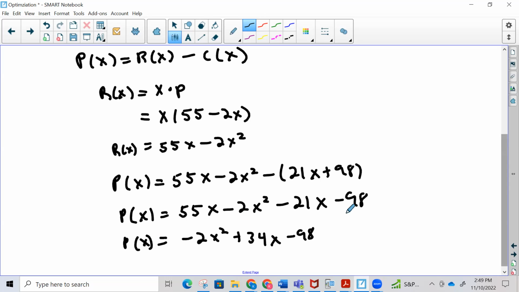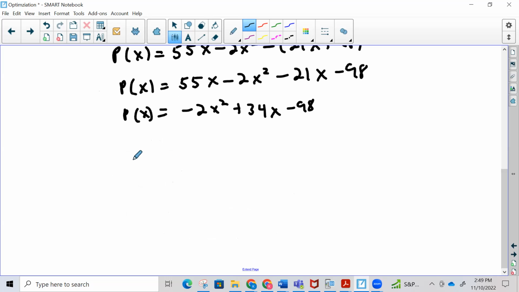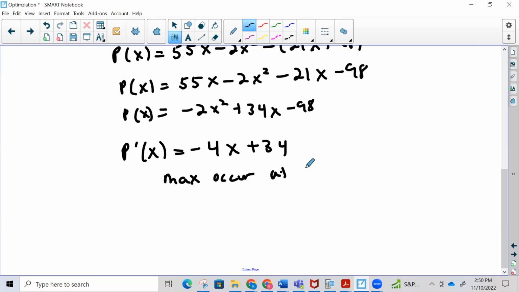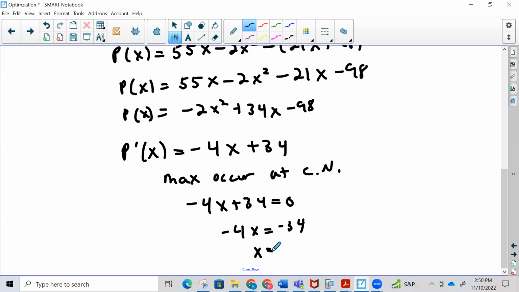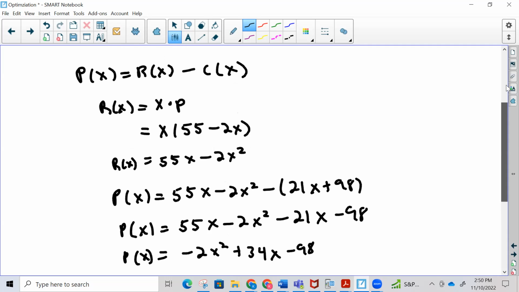If we want to maximize profit, to find a max or min, we always take the derivative and set it equal to 0. So this would be negative 4X plus 34. The max is going to occur at the critical number, so CN for critical number. To find that, we're going to set this equal to 0 and solve. That gives me 8.5. And again, X is the number of units.